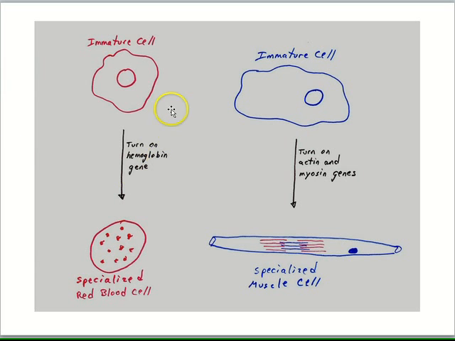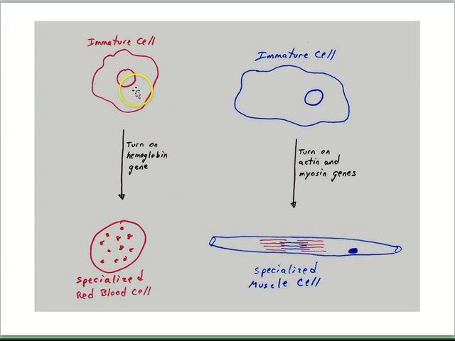So if we think about our two types of cells, the red blood cell and the muscle cell, imagine here's an immature cell, and it is destined to specialize into a red blood cell. It does so by turning on the hemoglobin gene. When the hemoglobin gene is turned on, the DNA unwinds and messenger RNA is made, and the cell makes the hemoglobin protein. For the muscle cells, the cell is going to turn on the actin and myosin genes. Making those proteins, the cell will specialize into a muscle cell.